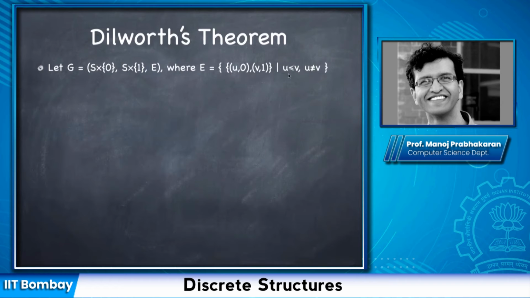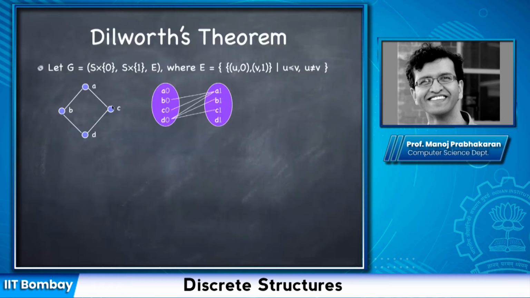Okay. So that's my bipartite graph. So here is an example. This has a diagram of some relation. So D is related to B and C. B and C are related to A. And by transitivity, D is also related to A. But the Hasse diagram doesn't show it.